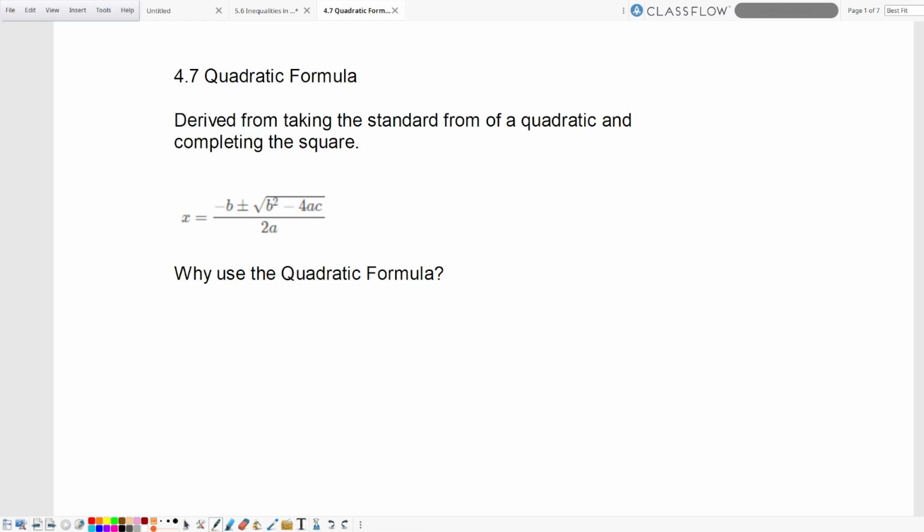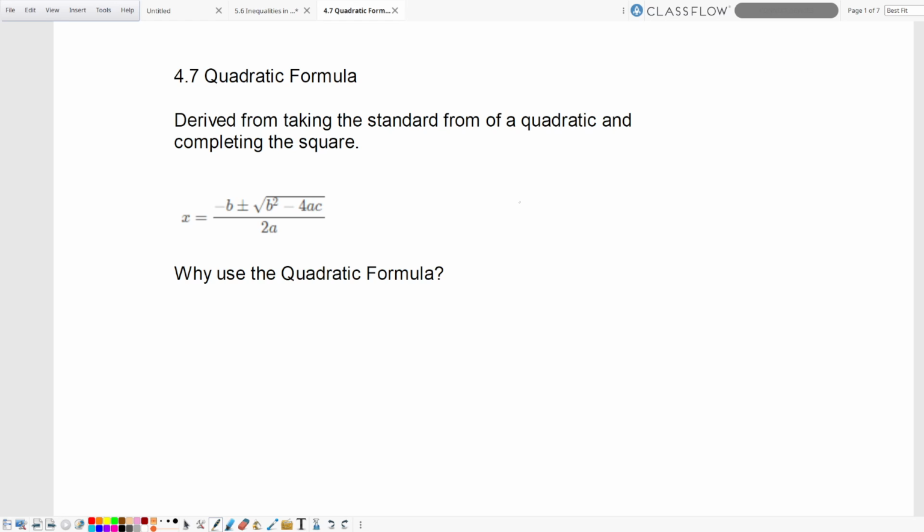The quadratic formula is this: x is equal to negative b plus or minus the square root of b squared minus 4 times a times c, all over 2 times a. This quadratic formula is derived or developed from taking the standard form of a quadratic and completing the square.